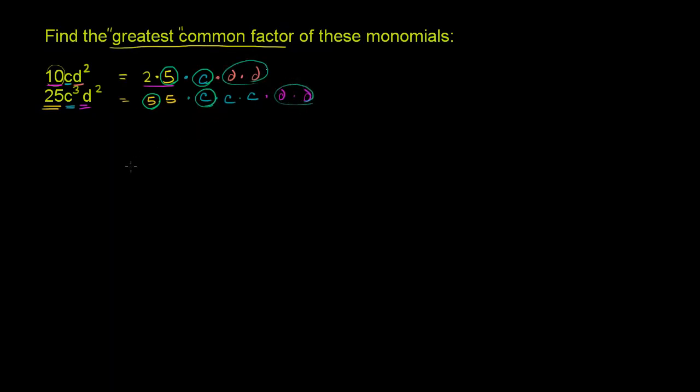So the greatest common factor of these two monomials is going to be the factors that they have in common. So it's going to be equal to 5 times, we only have one c in common, times, and we have 2 d's in common, times d times d. So this is equal to 5cd squared. And so 5cd squared, we can view it as the greatest, but I'll put that in quotes, depending on whether c is negative or positive and d is greater than or less than 0. But this is the greatest common factor of these two monomials. It's divisible into both of them, and it uses the most factors possible.